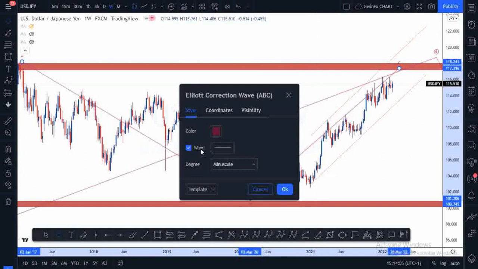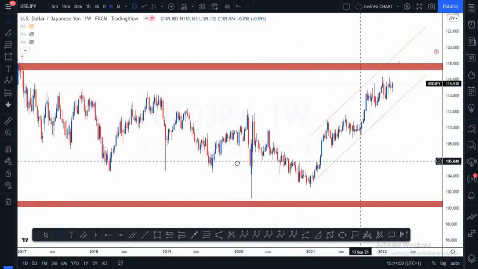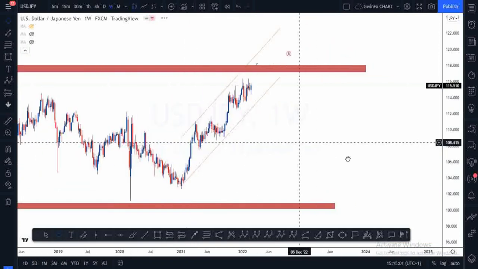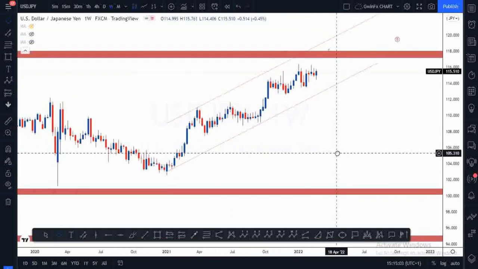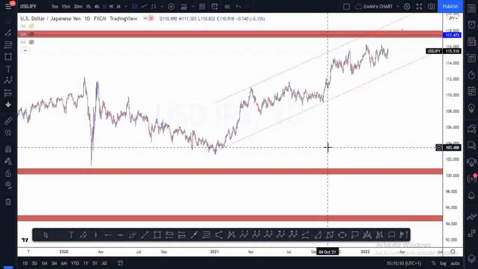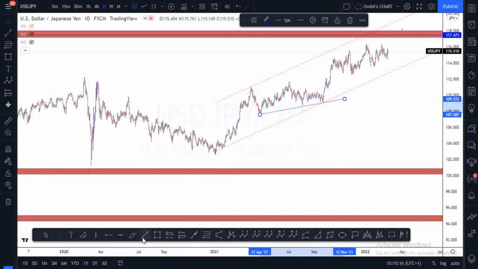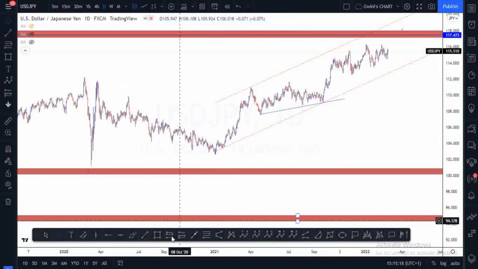Let me just go take out the lines. I don't want to see all these lines in my chart. Okay, so here's what I'm going to be working on. I told you guys that it's a possibility that you can have a flat form in either the wave 2 or the wave 4 or the wave B of a sequence.